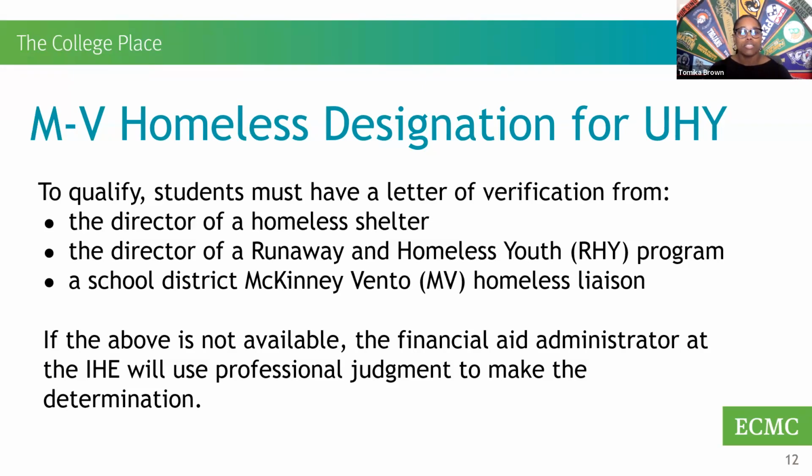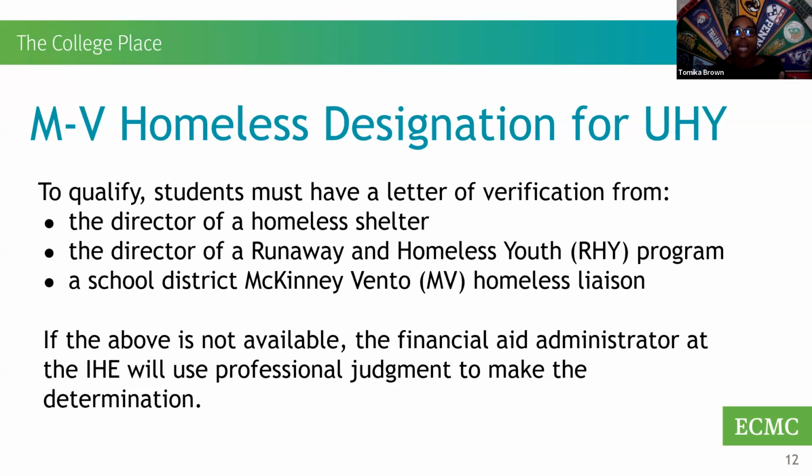So, as I mentioned earlier, students who are considered unaccompanied homeless youth have the best chances of getting independent status if they have their homeless designation from their McKinney-Vento liaison at their high schools. These students can get a letter verifying that they are homeless from a director of a homeless shelter, a director of a runaway and homeless youth program, a school district McKinney-Vento homeless liaison, as well as anyone from a TRIO program. That's one of the new additions that they've added to this list. So they can provide this information to the MV liaison, who can get them the homeless designation while they're in school. In college, though, they can get an additional letter from the TRIO coordinator in order to be considered for that independent status.